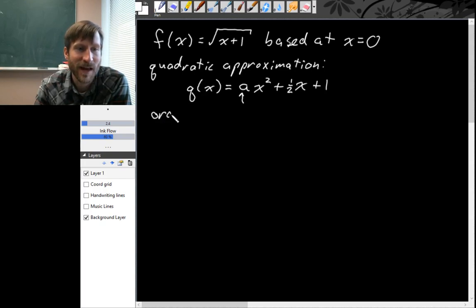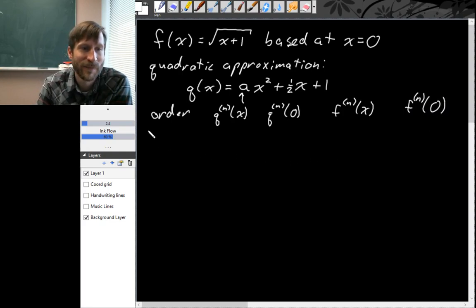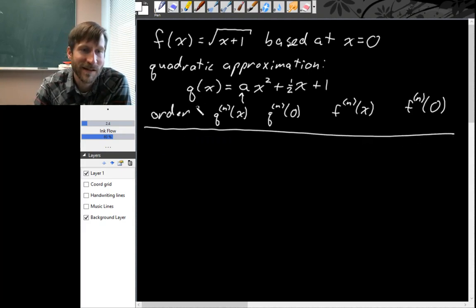So let's have a column for the order of the derivative. Let's have a column for the derivative of the polynomial, the derivative of the polynomial when we evaluate it. We'll have a column for the derivative of the function, and we'll have a column for the derivative of the function when we evaluate it at the base point. Okay, so like this.